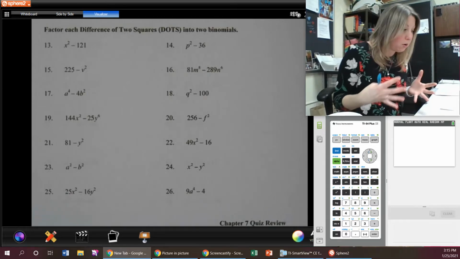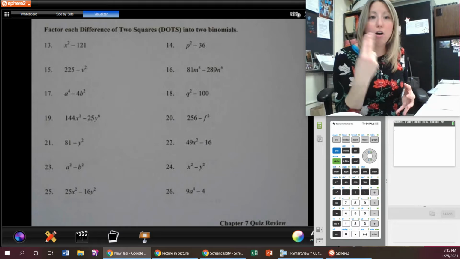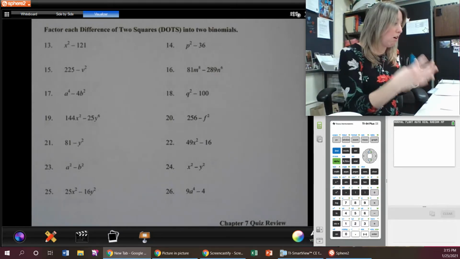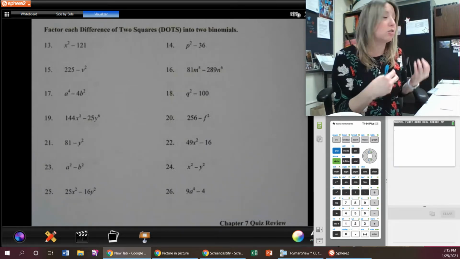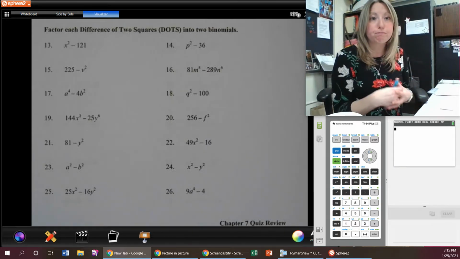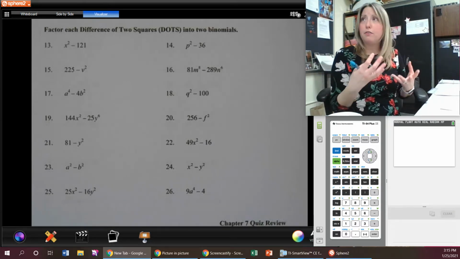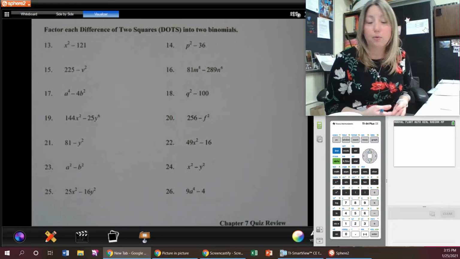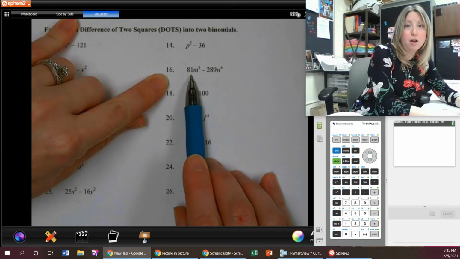Notice every one of these has a minus sign between them. They're only binomials, and all of my variables have even exponents on them, and all of the numbers attached, any coefficients, they're all perfect squares. So let me get into some of the more potentially challenging ones. If you don't have your perfect squares memorized, you've got to make sure you do. Let me get into number 16, for example.